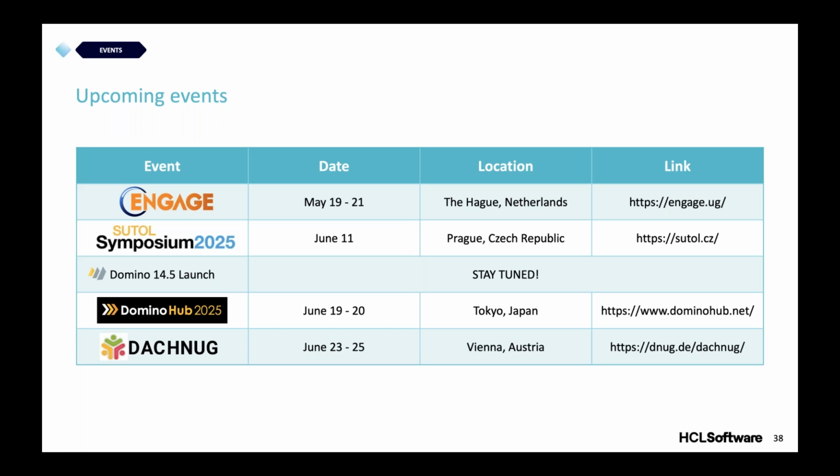We also have a community event in Asia, a Domino Hub 2025, which is going to happen in Tokyo, Japan on June 19 to 20. And of course, we have TACNOG on June 23 to 25 in Vienna, Austria. Thomas or Tim, anything you want to add here?